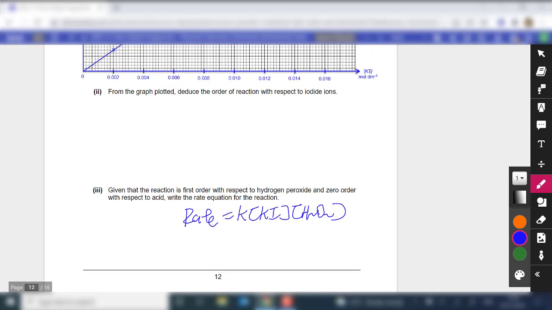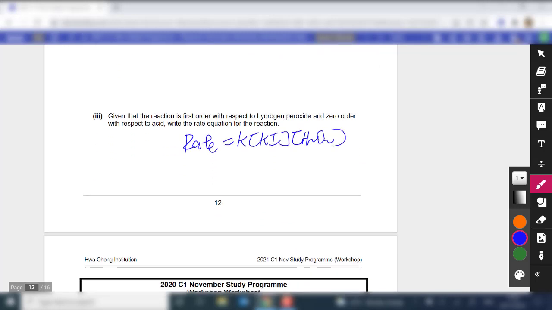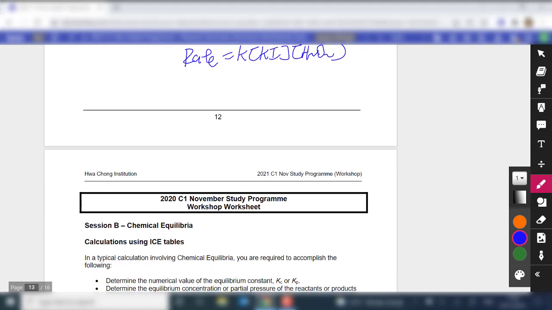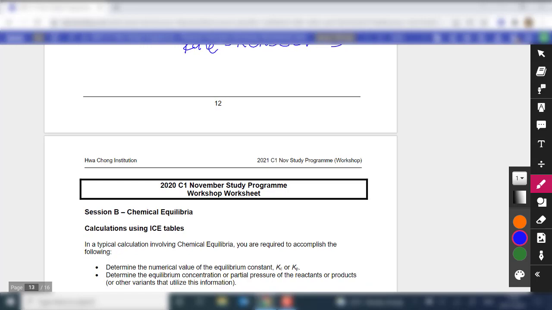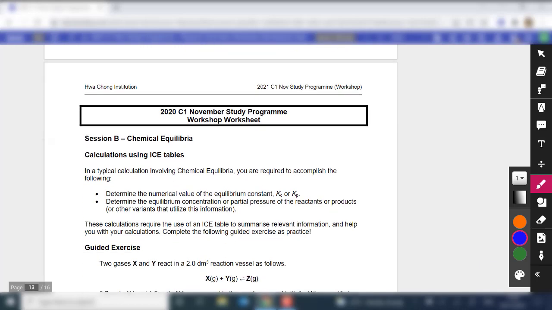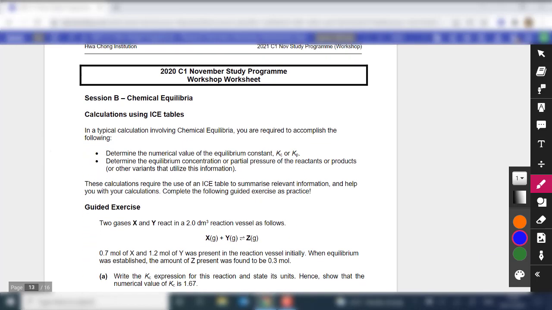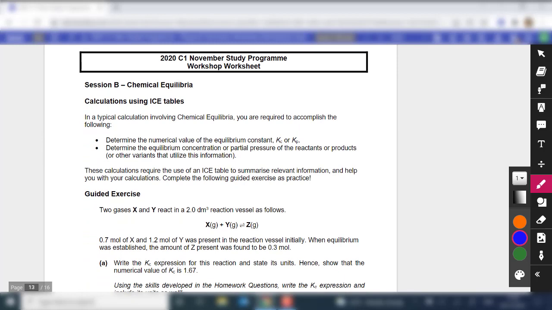Okay, we don't have a lot of kinetics questions in our workshop here, so I think it will be good for you to revisit some of the questions in your tutorials, as well as some of the past promo practices. Okay, so the next thing we are going to look at would be chemical equilibria.